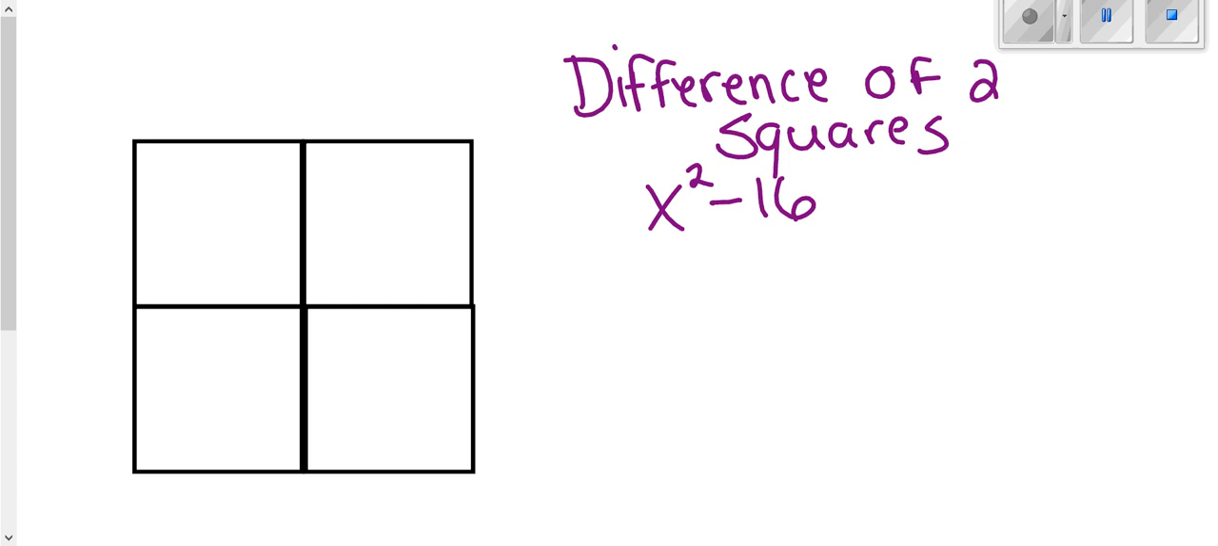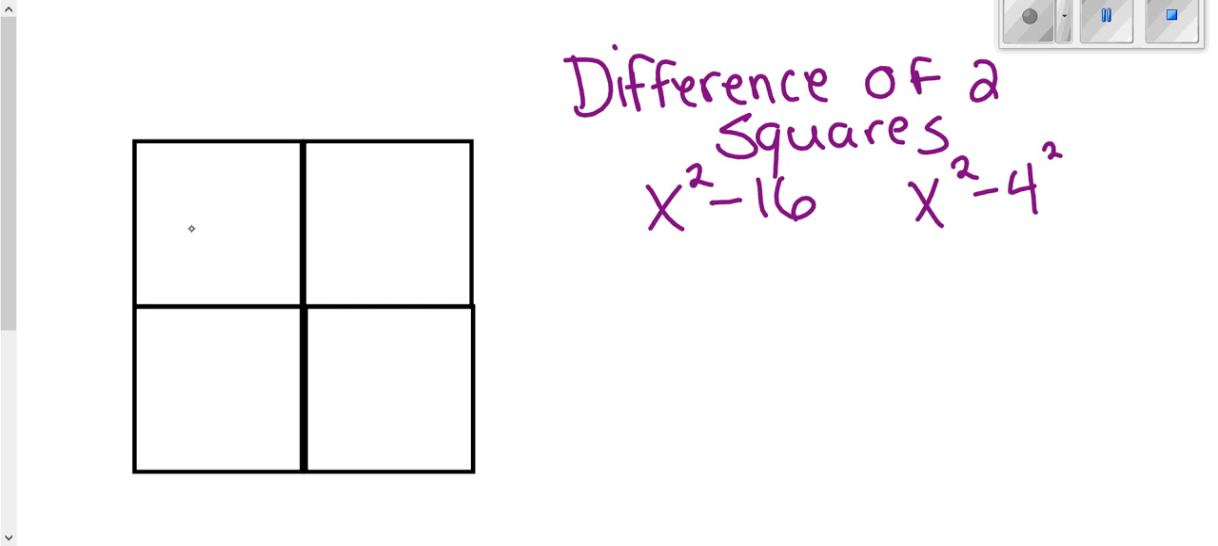So x squared minus 16 could also be written as x squared minus 4 squared, which is just another square. So I have the difference of two squares. We're going to look at what happens when we factor this type of quadratic expression.